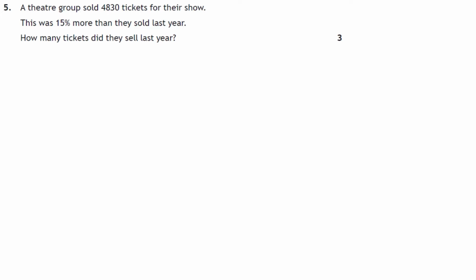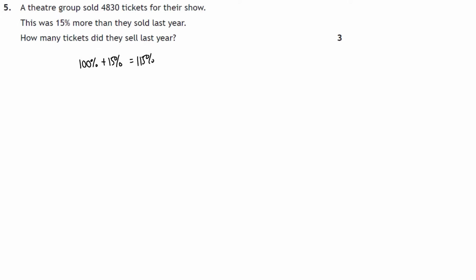Okay, question 5. Theatre groups sold 4,830 tickets for the show. There's 15% more than they sold last year. How many tickets did they sell last year? Okay, so this is one of your typical kind of working backwards questions. Last year they would have sold 100% of the tickets. This year they sell 15% more. So in total they sell 115%.